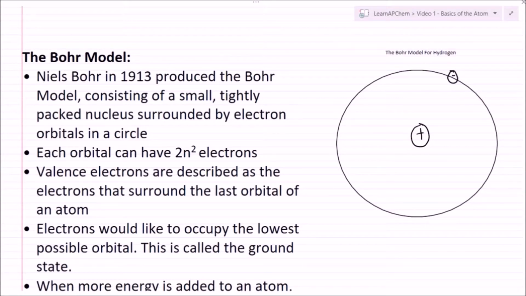It's worth noting that the Bohr model is wrong for every atom except for hydrogen and helium. And I'll talk about why that's the case more in the upcoming video, but for right now, just know that.